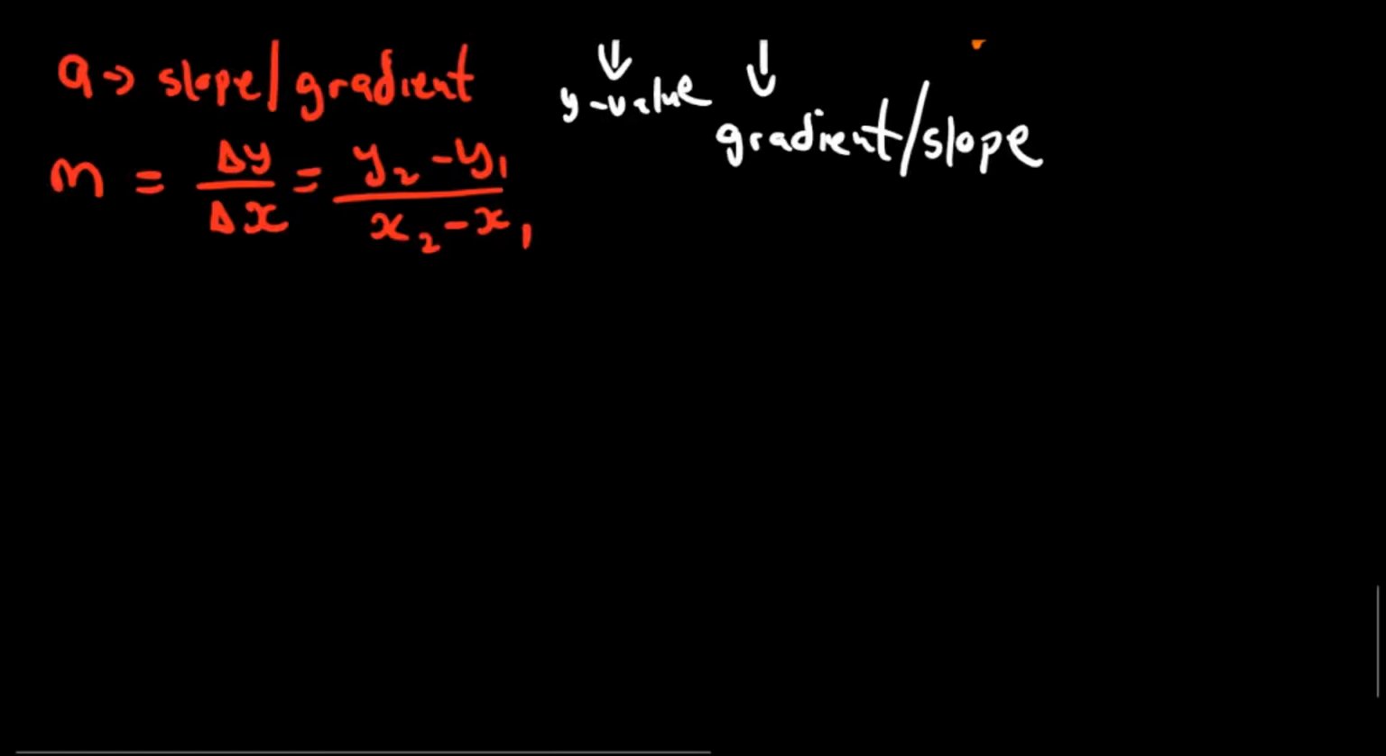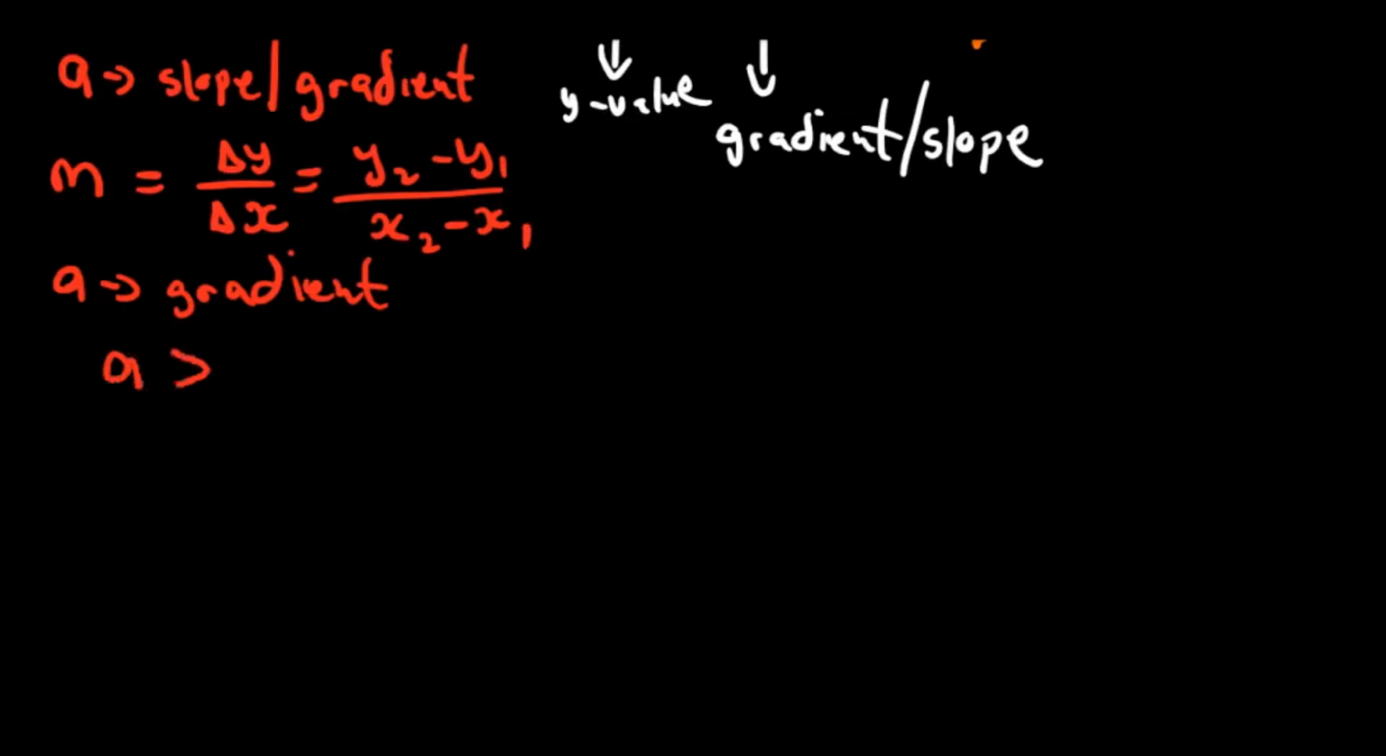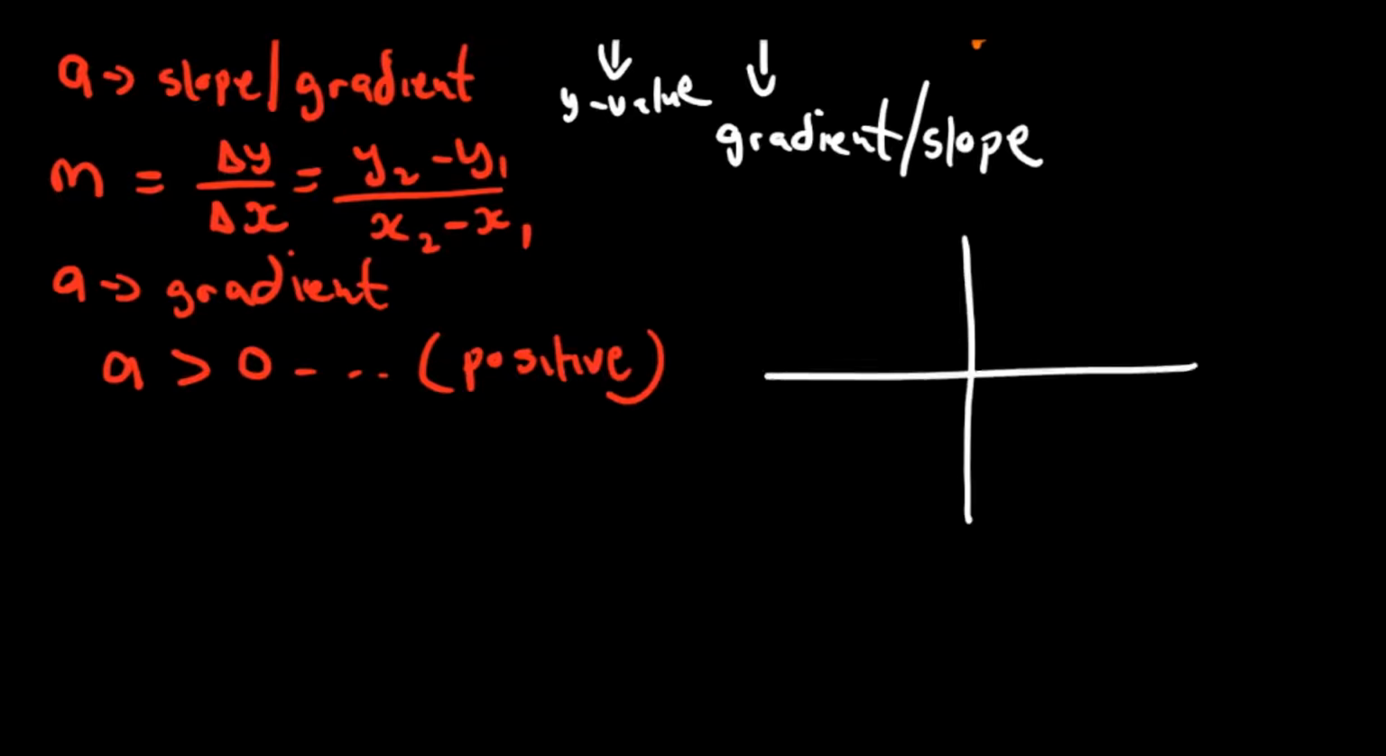Now, speaking of the gradient, which is a, right? Let's take a look at how our straight line looks when a is greater than 0. So when the gradient is positive, how will our graph look? So you're going to draw it like that. So the graph is positive, meaning that it is an increasing function. So the graph increases, right? This is y, this is x.